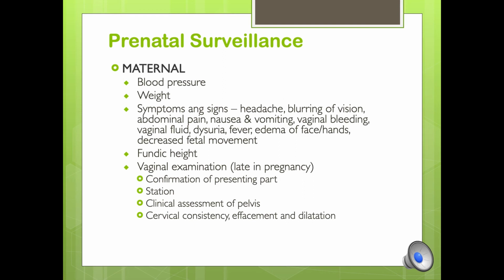Also, during late pregnancy at 37 weeks onwards, a digital internal examination is done. And this would assess the cervical consistency, the dilatation, and effacement. It would also confirm the presenting part and check also the fetal station. At the same time, you're able to clinically assess the maternal pelvis.